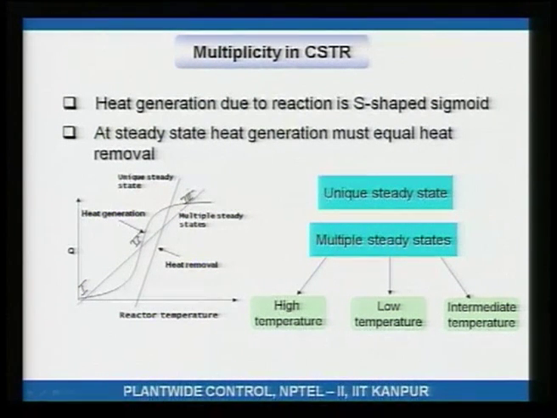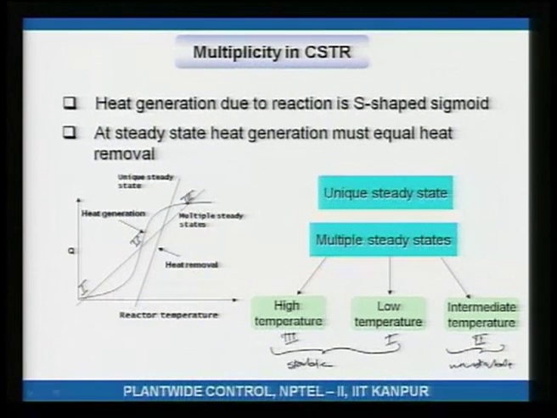High temperature is steady state 3, low temperature is steady state 1, and intermediate temperature is steady state 2. These two are stable and this one is unstable. We had discussed this last time, and what that means is, let us say I am at steady state 3. If the temperature of the reactor goes up a little bit for any reason, then because the heat removal rate goes up faster than the heat generation rate, that extra heat removal will bring the temperature back down. So, a deviating temperature is brought back.